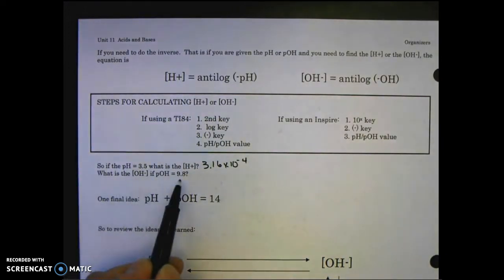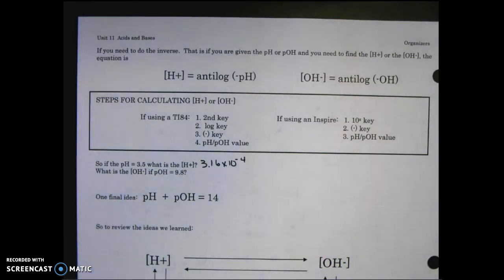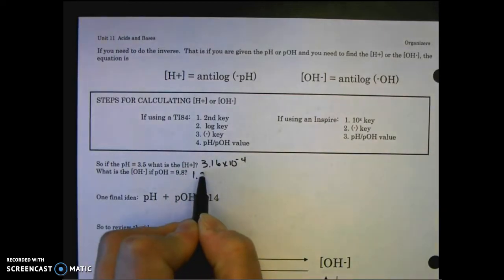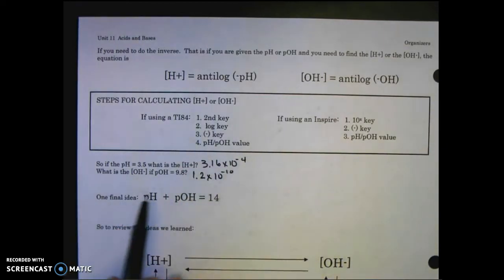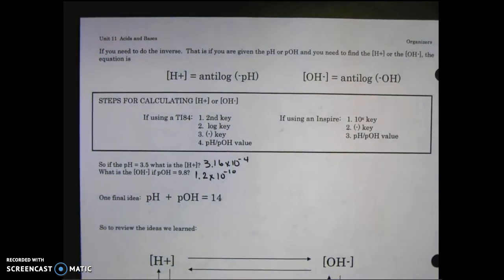Okay, so we're mixing it up a little bit. Now you're given the pOH. We want to know what the OH minus concentration is. You're not going to do it any differently than what you did with pH. So you're going to enter the anti-log of the negative pOH. So you should wind up with 1.2 times 10 to the negative 10. Again, double checking: a p-value of 9 means the exponent of the concentration should be 1 more than that.